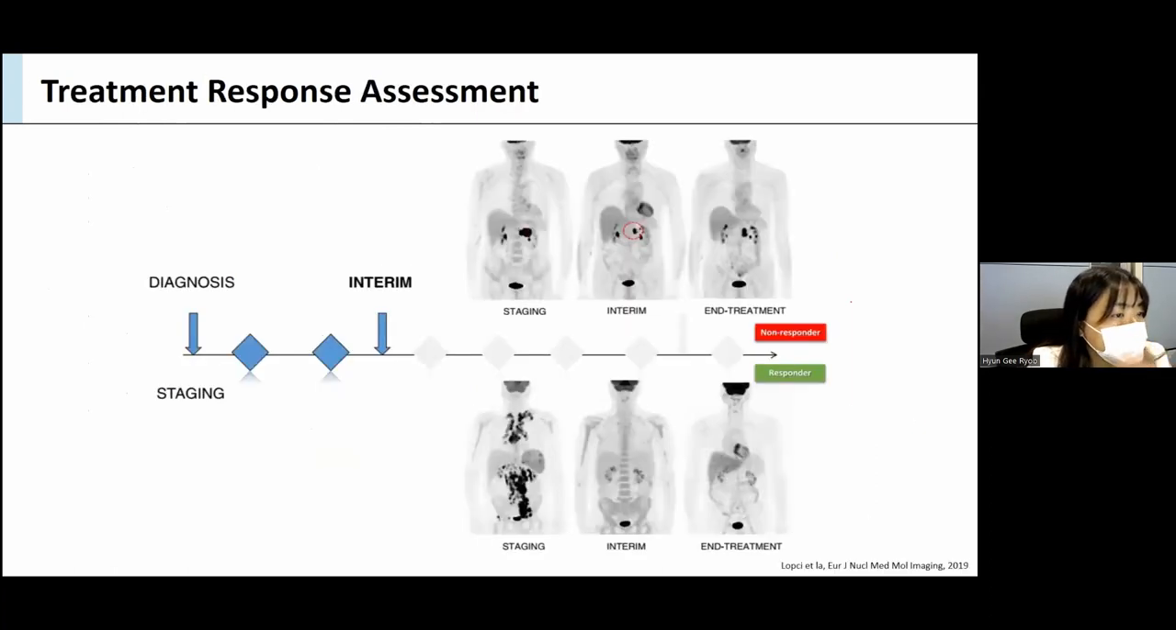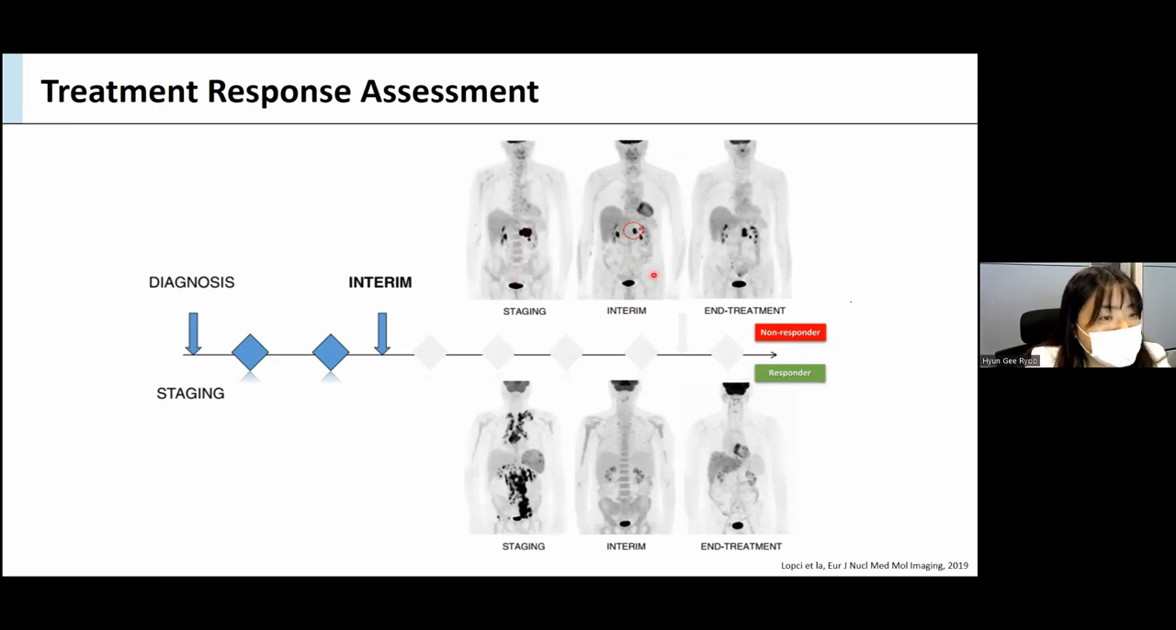And also the FDG PET can be used for the treatment response assessment of chemotherapy for lymphoma. So we can take an FDG PET before the treatment for the staging, and we can take an FDG PET during the treatment, and also we can take an FDG PET after finishing the chemotherapy.